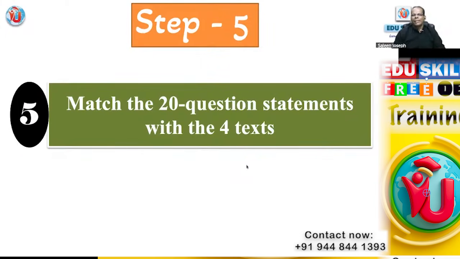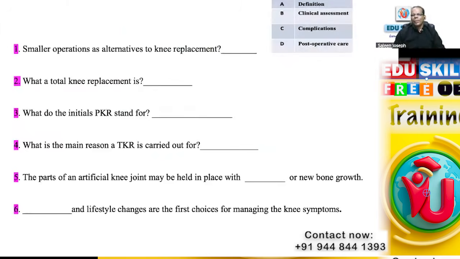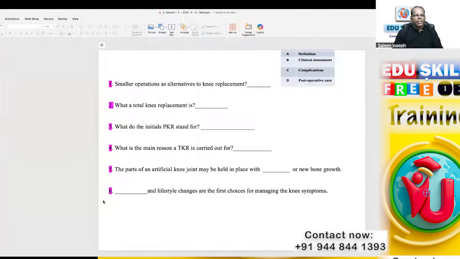Step 5, match the 20 question statements with the 4 texts. I will match now this particular text. And out of 20 questions, you have 6 questions from this one text. Okay. And we will see whether we have highlighted the answers. We never knew the questions. Now, could you tell what is important in the question?